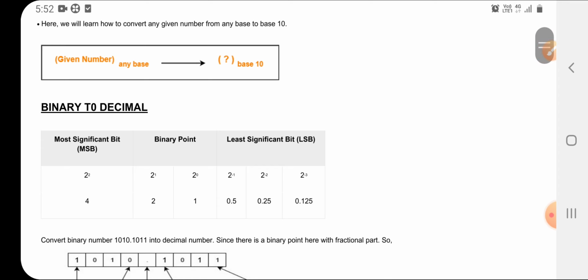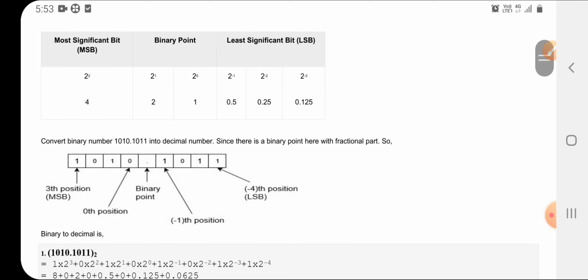Understood? Here they have written the most significant bit and the least significant bit. You have a binary point. Before the binary point you have 2 power 0, 2 power 1, 2 power 2. After the binary point you have 2 power minus 1, 2 power minus 2 and 2 power minus 3. If you have more digits, you can continue with 2 power minus 4, 2 power minus 5. For 2 power minus 3, 2 power 3 is 8, so it is 1 by 8. Understood?